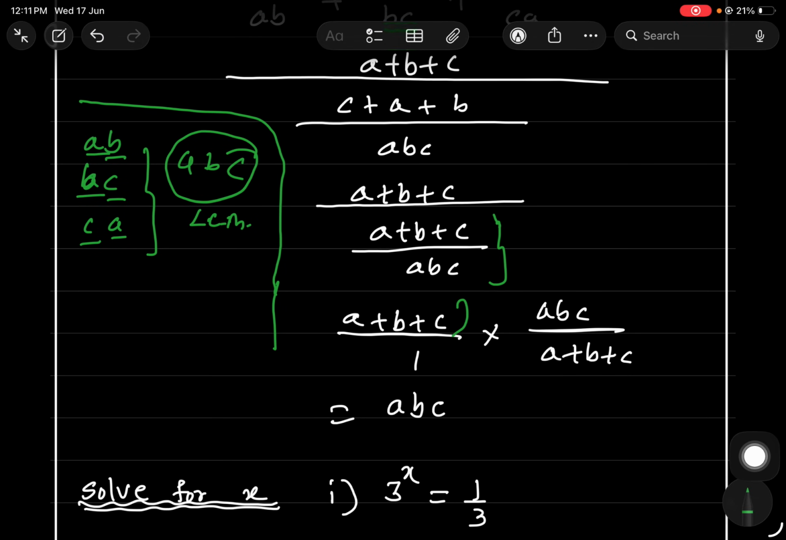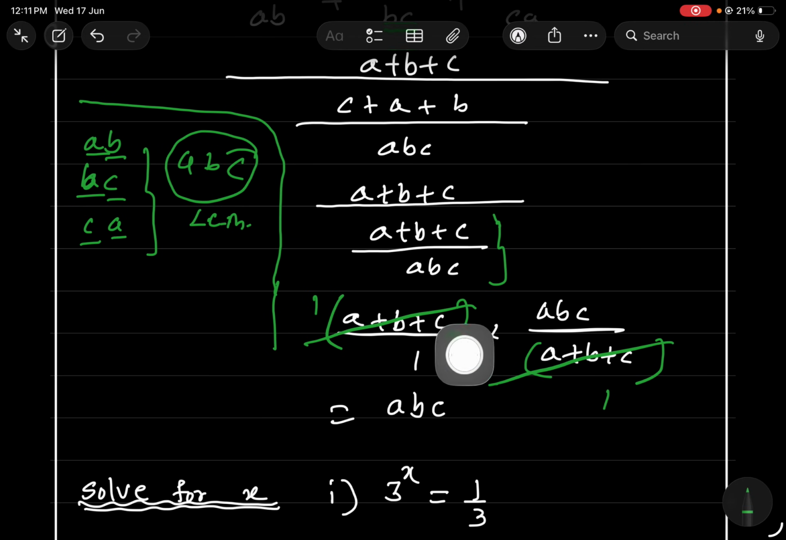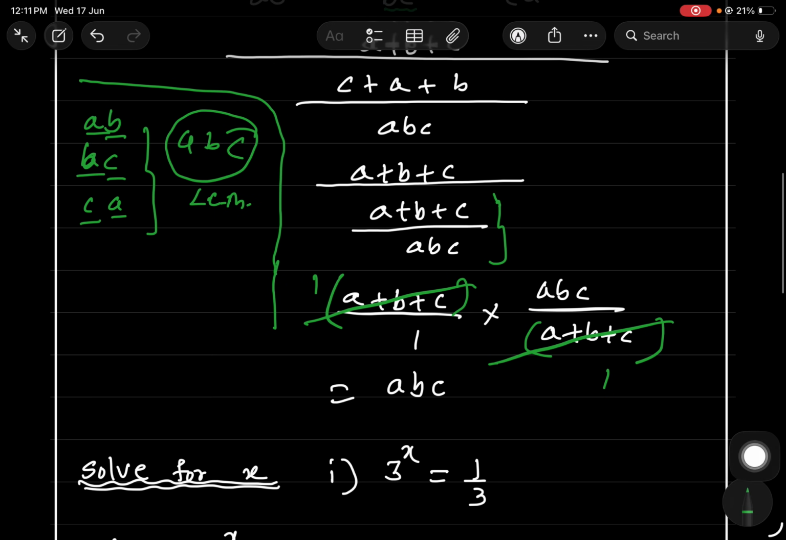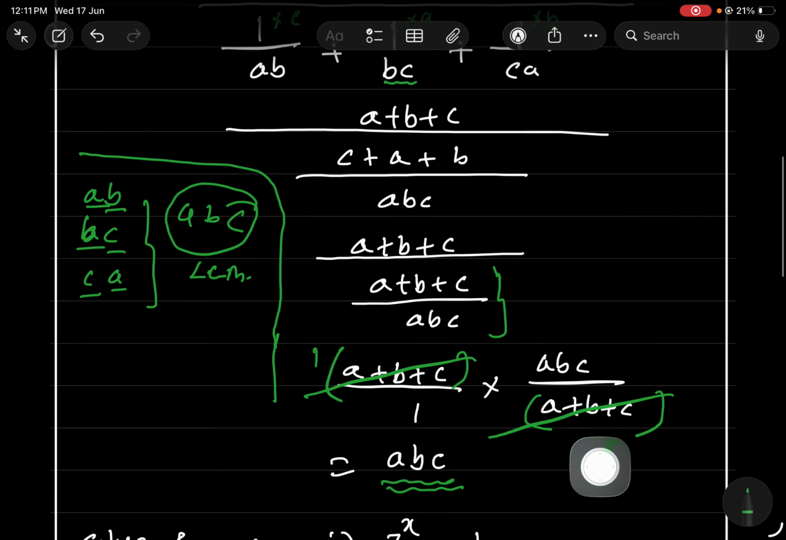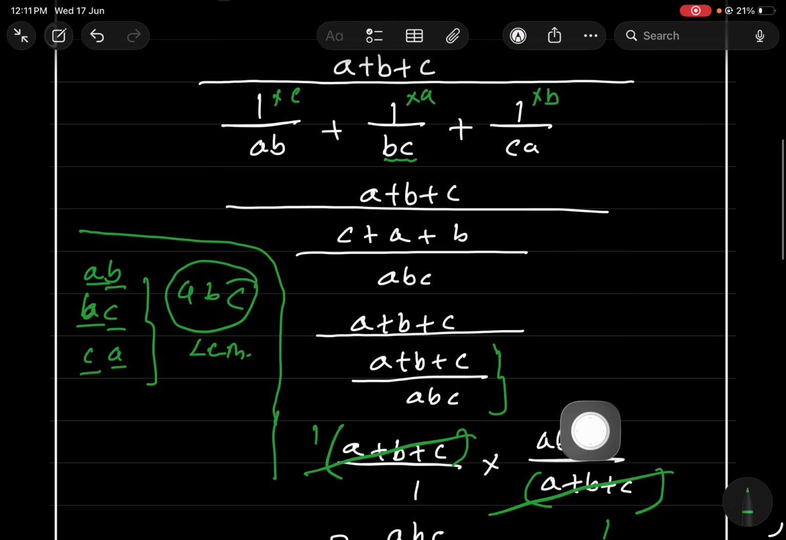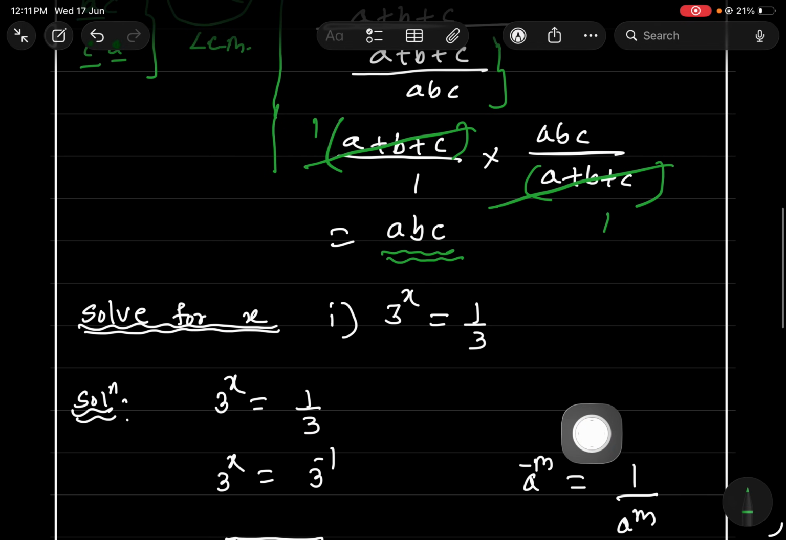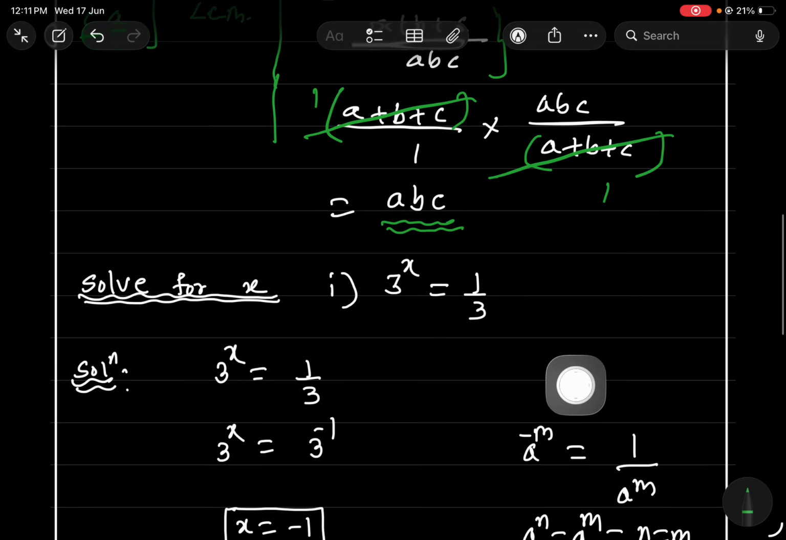So here see, this bracket and this bracket are the same, so it can be divided, that answer will come 1. So here total multiplication will be 1 upon abc upon 1, that means the final answer is abc. Very simple, just use whatever basic knowledge, addition of fractions or division of a fraction, that we have to study.